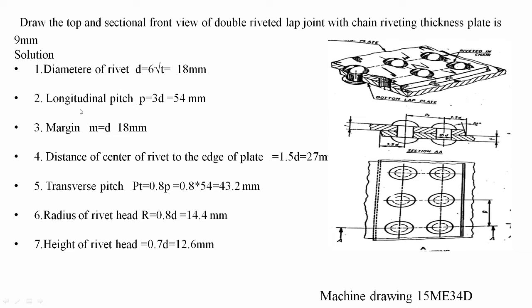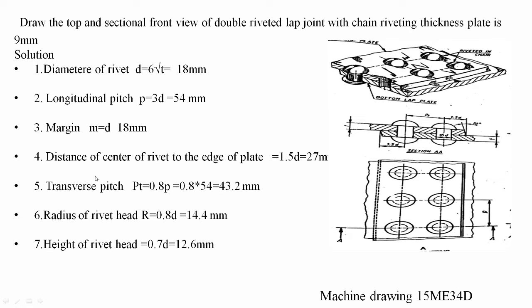Similarly, the longitudinal pitch P equals 3 times the diameter. If you substitute the diameter as 18 millimeter, you get 54 millimeter. That will be used here. You can see the distance between the two rivets in the top view. Similarly, this distance is also P. The margin M equals D, that is 18 millimeter.